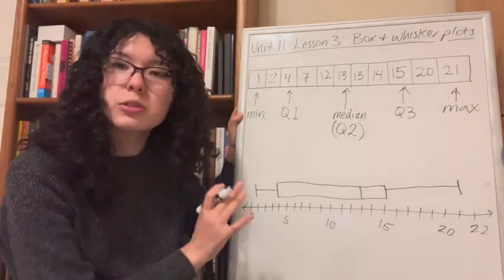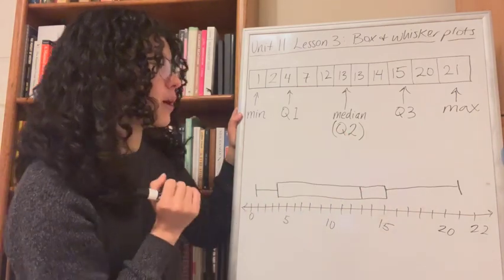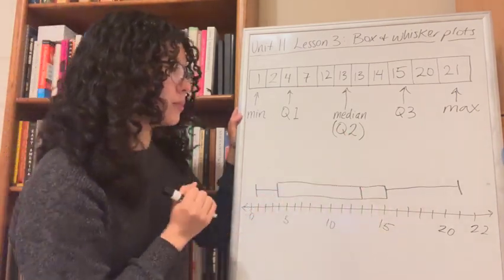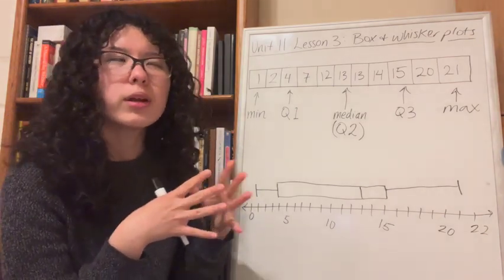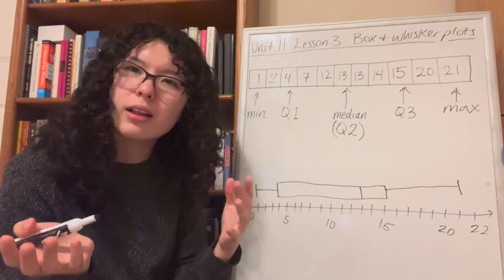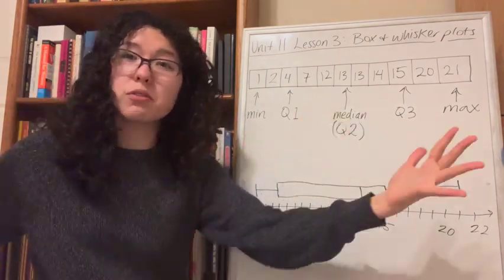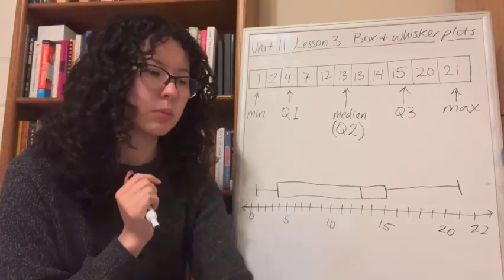From this graphical representation, we can see the minimum and maximum values of our data set, we can see the median, and we can see quartiles 1 and 3. We're going to talk a lot more over the next few days about what different box plots can tell us based on just the shape of their box, the shape of their whiskers, the length of the whiskers. But for now, just knowing how to make a box and whisker plot is great.